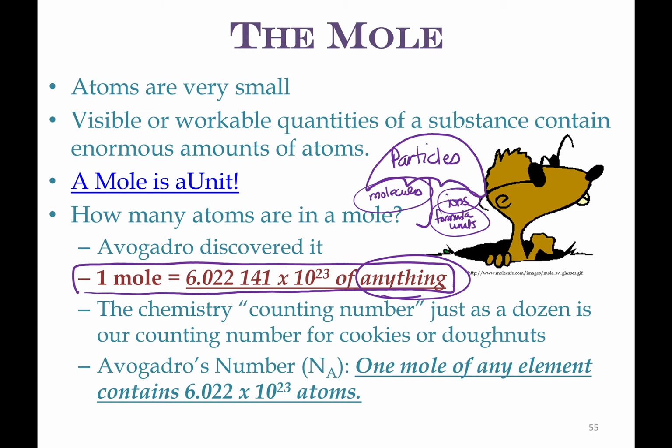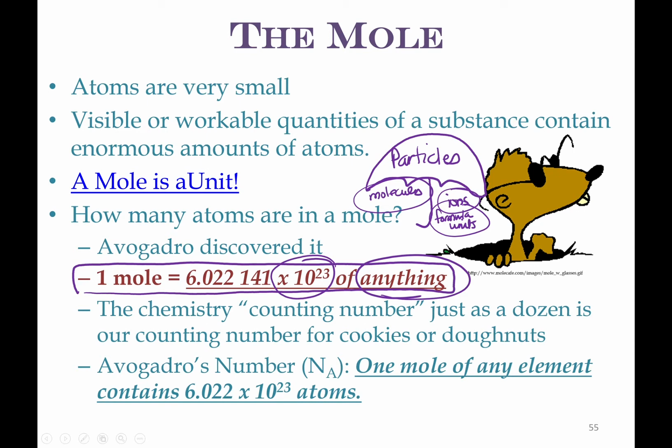So in chemistry, this is our counting number. So we don't have to remember to write this whole times 10 to the 23rd of things. We're going to make it easier and use the mole. This is our counting number. Again, just like a dozen is 12, a mole is 6.02 times 10 to the 23rd, and you're going to want to know that number.